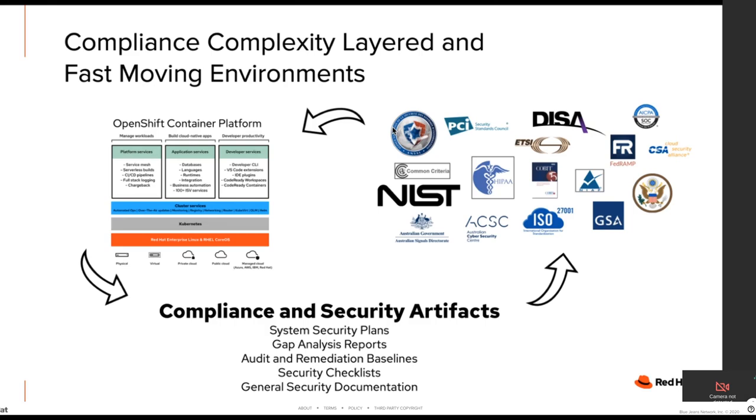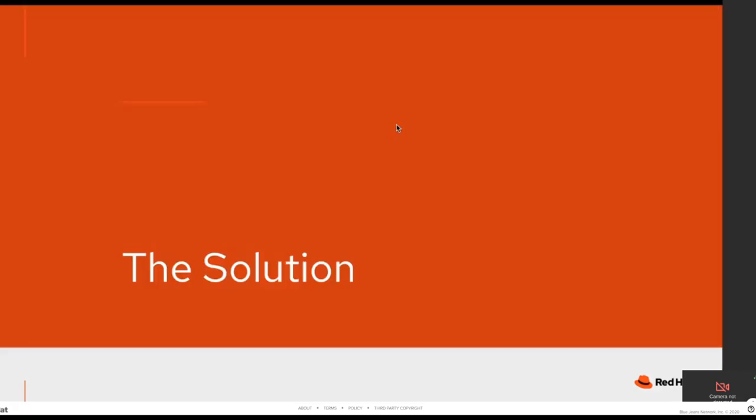And so doing these things manually, addressing FedRAMP compliance, NIST overall 800-53 compliance, or going for PCI DSS, et cetera, these things are heavy processes. And so we want to shortcut this. And this compliance as code approach is exactly how we approach that. So let's talk about the solution.